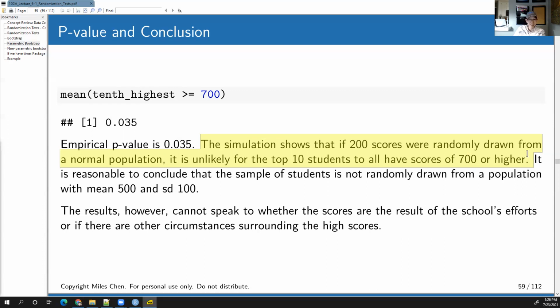But it doesn't necessarily mean the school is responsible for this. It could have just been a coincidence, where you got a very studious class or something like that. So the school can be proud, but they can't necessarily claim responsibility for their students' success. Maybe they can. Maybe they are responsible, but who knows?